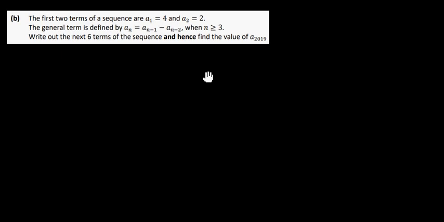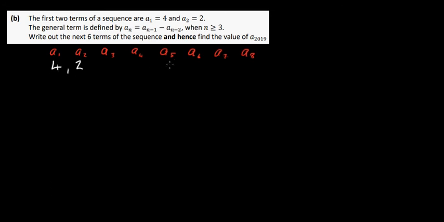Okay, so part B then just says the first two terms of a sequence are 4 and 2. So we have 4 and 2. The general term is defined, and by the way, this is A1. We can put it here, A1, and this is A2. We'll have an A3, an A4, an A5, A6. I'll do a few of them. A7, A8, and so on.